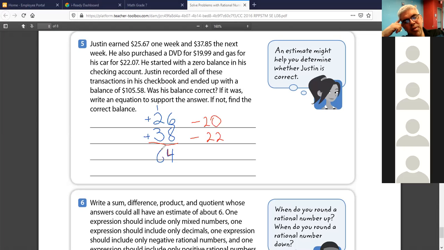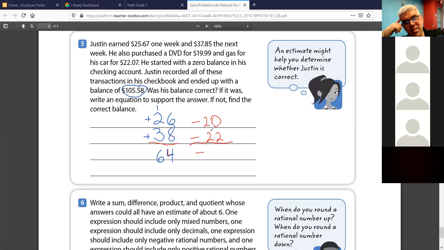So 64. And I'm taking away, so I already know that this answer is incorrect because the most I have is 64, and then I'm going to take away my expenses, because that's the money that went in as money I made. Let's say I'm Justin. So I made about $64, but how much did I spend? Approximately. Well, I spent $20 and then I spent 22.